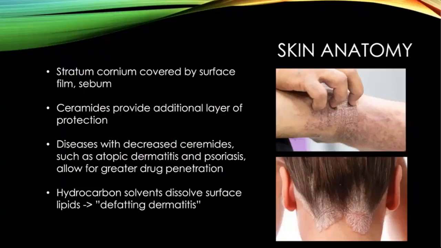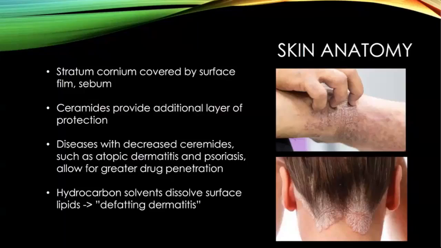And then diseases characterized by dry skin, such as atopic dermatitis, which I'm showing you here on the right-hand screen, as well as psoriasis, which is the bottom picture, have decreased ceramides in the stratum corneum, which allows for greater drug penetration. So you think of anything that you're going to put topically on your skin, if you have decreased barrier function, there's a risk for increased absorption of that drug.